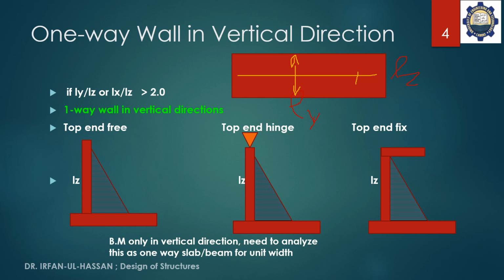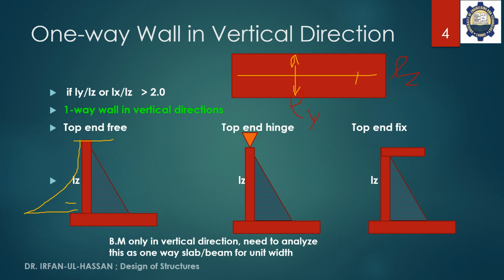Further, it has three conditions: that bending action is dominant in vertical direction, but whether it is free at the top end, hinged at the top end, or fixed at the top end. Every condition has a different bending. If it is free at top end, the bending moment is zero at the top and maximum at the bottom, and it's negative. So negative moment due to the water load gives the reinforcement on the water side.